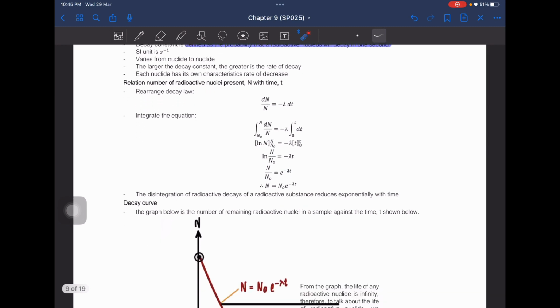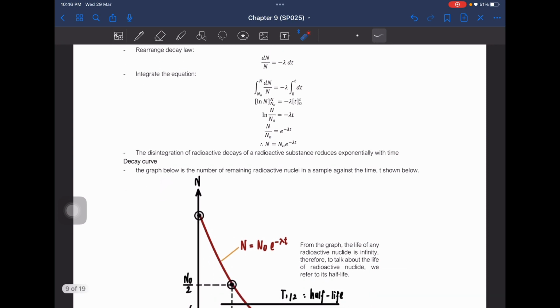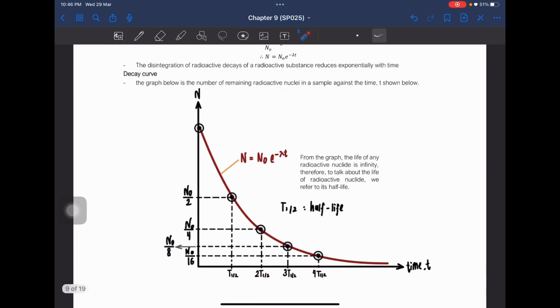Okay, so sekarang barulah kita tengok untuk number of radioactive nuclei present with time t. Okay, so this equation here is telling us the number of nuclei present in a certain time. So kita just perlu masukkan nilai t lah untuk cari N kah, kita mau cari lambda kah, apa-apa lah. Okay, tapi this is one of the equations lah. Lepas tu, this integration of radioactive decays ni reduces exponentially with time. Okay, so this is the decay curve lah. So this is the number of remaining radioactive nuclei in a sample against time.